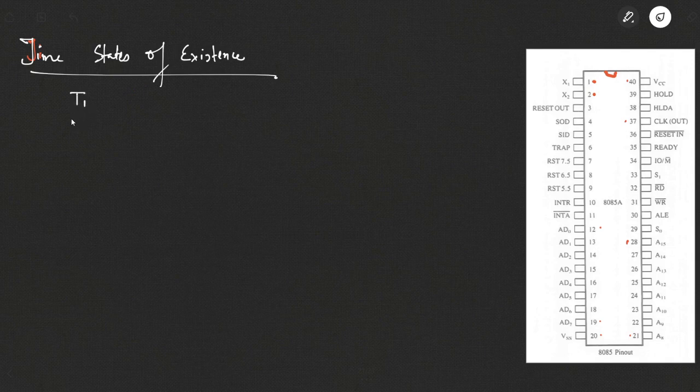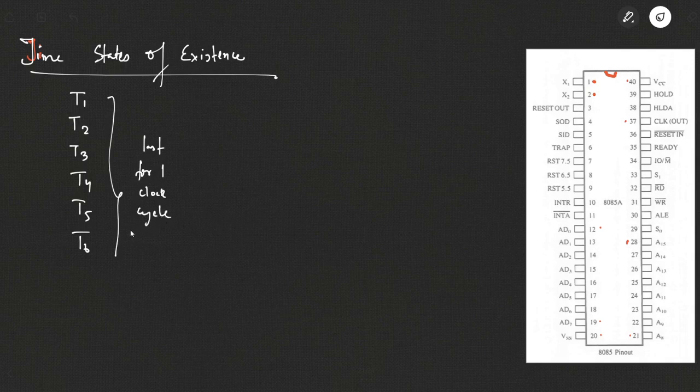These are numbered T1, T2, T3, T4, T5, T6. These states of existence last for only one clock cycle. That's for 3.14 megahertz, 1 by 3.14 megahertz, approximately 0.32 microseconds. So each of these states will only last for 0.32 microseconds. What are T1, T2, T3? I'm not going to be discussing that right now.